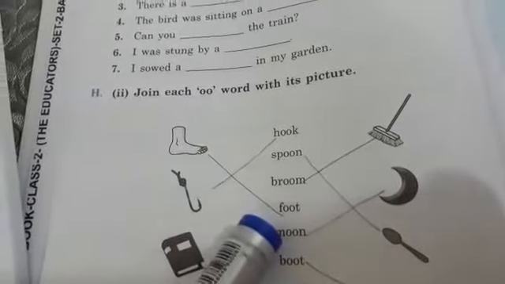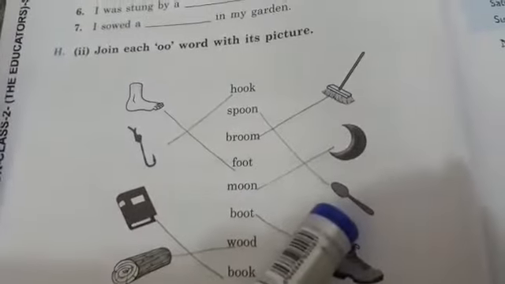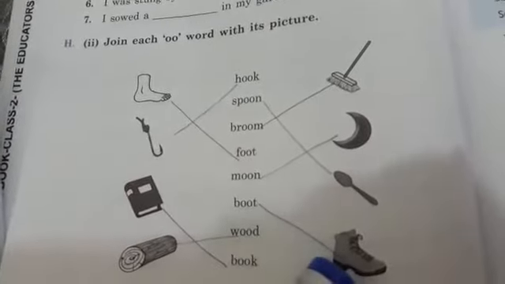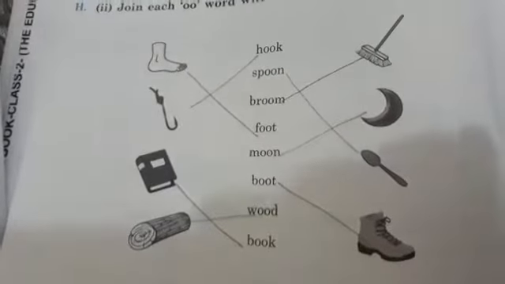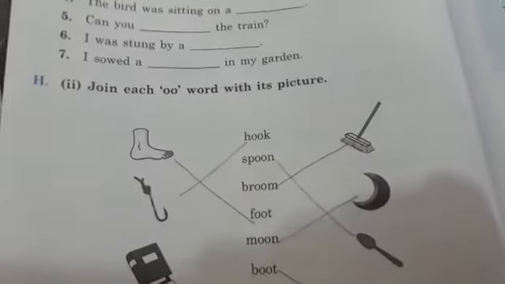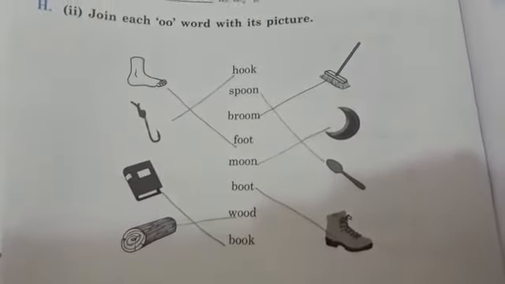For example, foot, you will match over here. Hook, spoon, broom, for your cleanliness. Okay. Moon, boot, wood, and book. Clear? This is the page of your workbook, page number 12. Done? Okay.